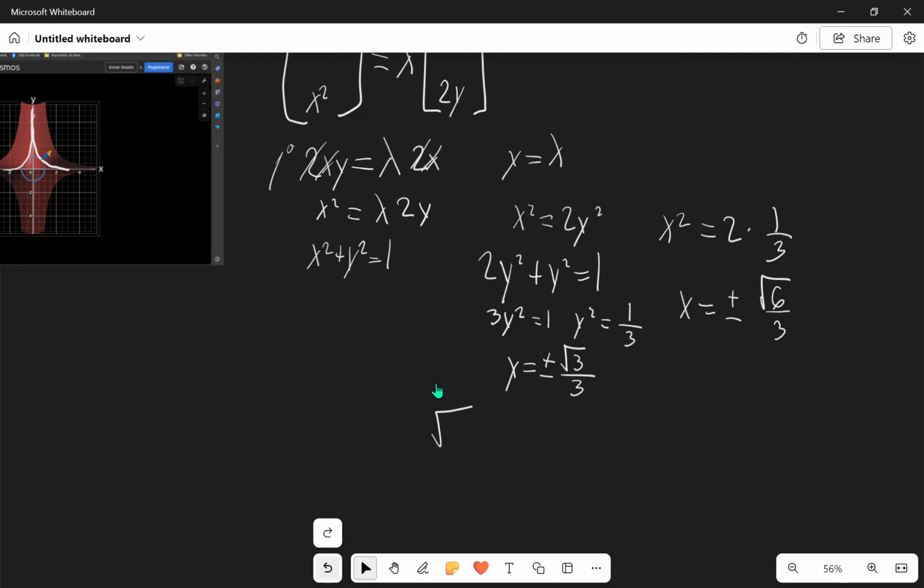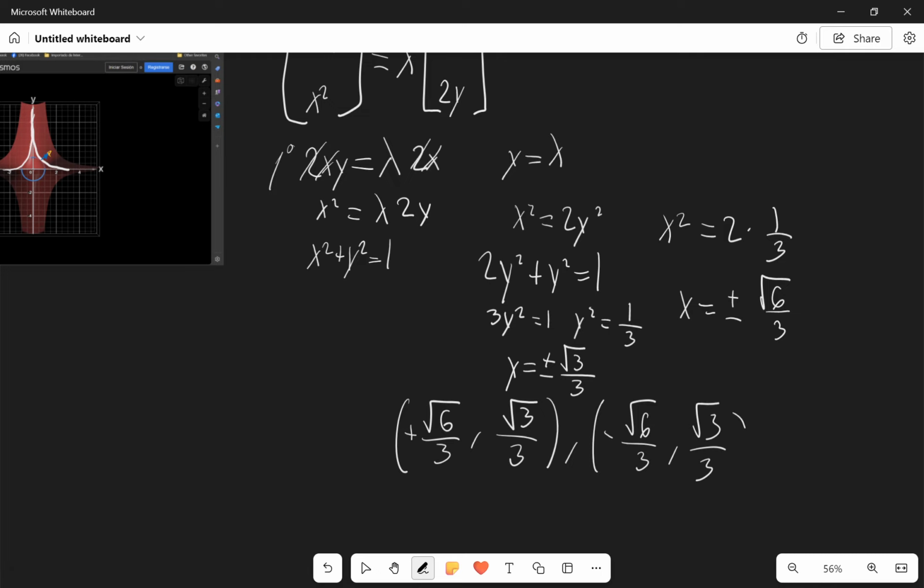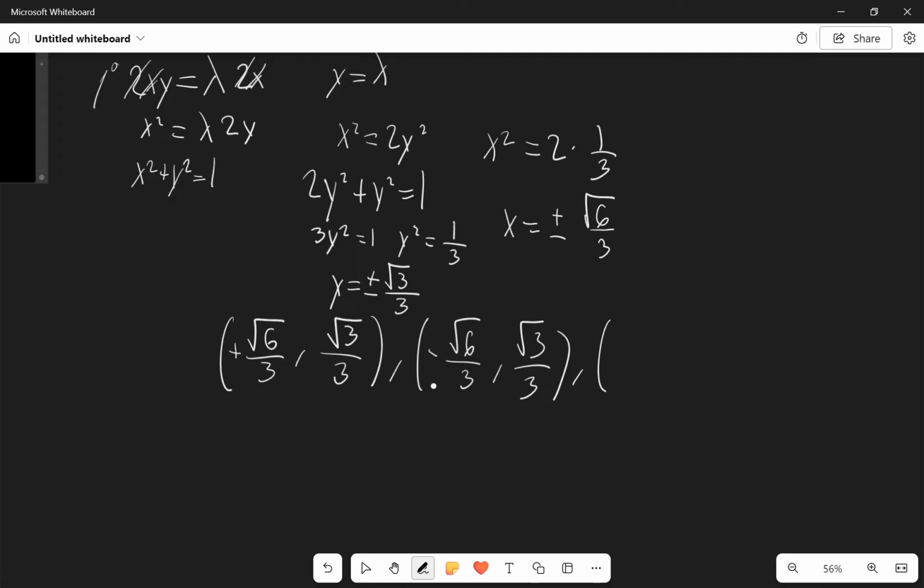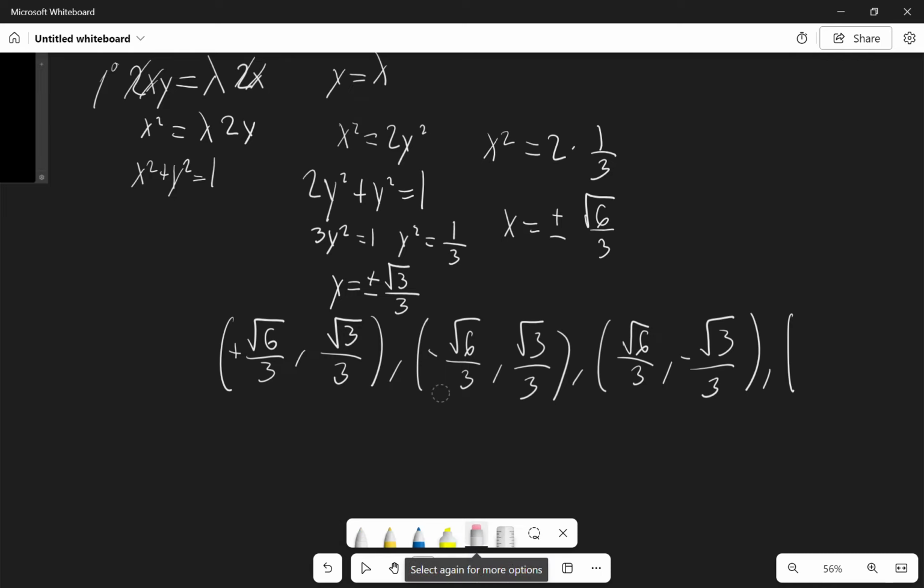We have a square root of 6 over 3, comma, square root of 3 over 3, then minus square root of 6 over 3, comma, square root of 3 over 3, and likewise with the negative values of square root of 3 over 3.